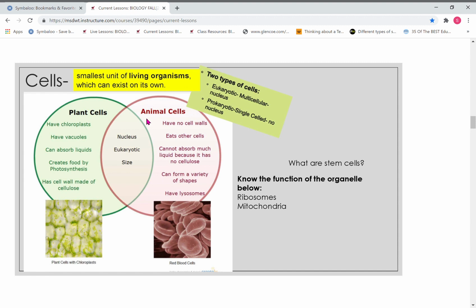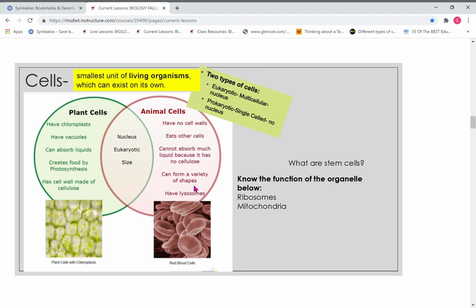Here we have animal cells. They don't have a cell wall. We have a cell membrane, so does a plant underneath that cell wall. We have to consume our food. We can't just use the sun to make our food. We cannot absorb liquids. We'd be like SpongeBob if we did, wouldn't we?